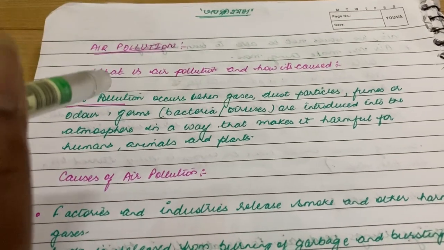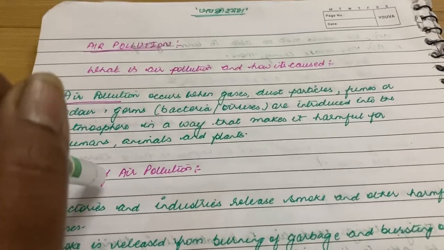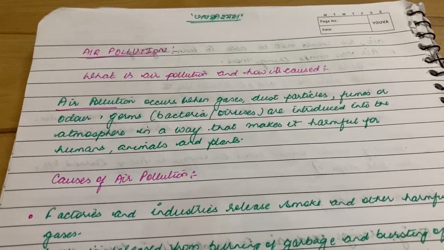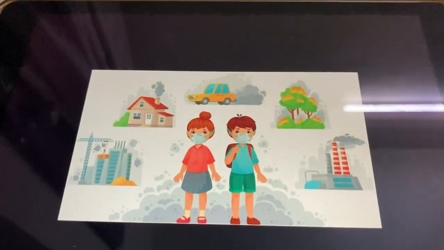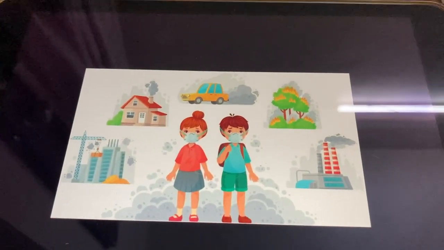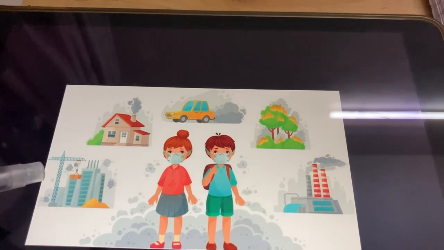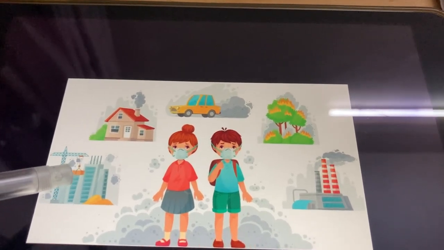Then, causes of air pollution. So what do you think are the various causes that lead to air pollution? Here is a picture of it. If you see, what are these? These are construction sites.